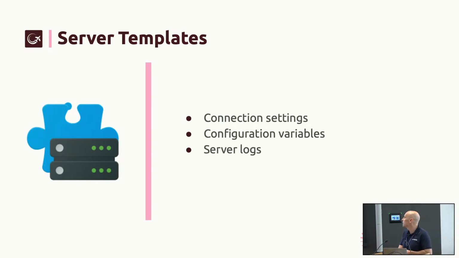So connection settings, configuration variables, and server logs can be defined inside the template. You don't need to put them in for each server. Yes, and the most important thing, you can also specify a flight plan in the template. So for example, the template will create a server and then run that flight plan for you. Say I'm deploying my WordPress. Those are the settings. Then I would like to run this flight plan and create a server on DigitalOcean, register on Cloudflare, and so on and so on.